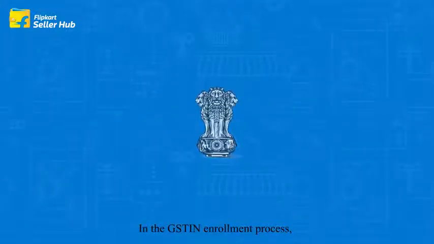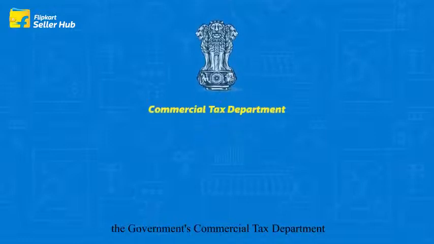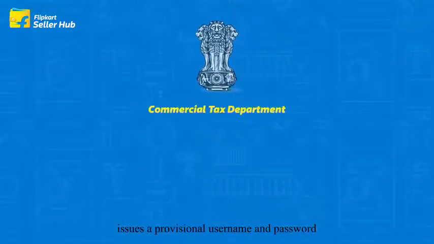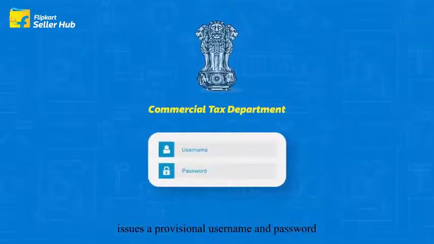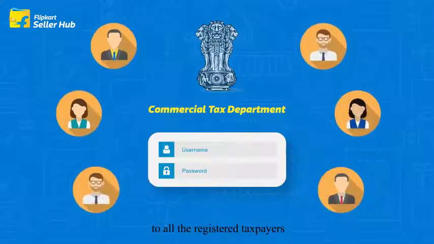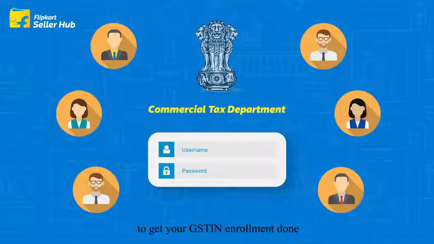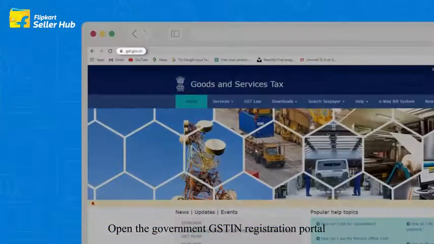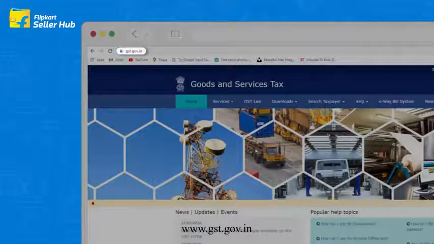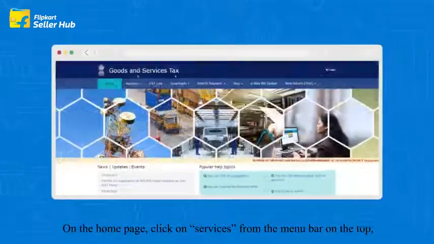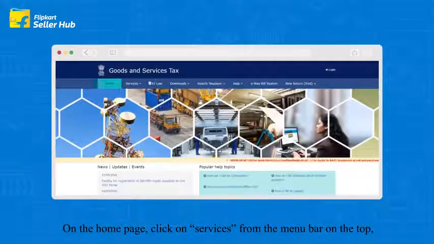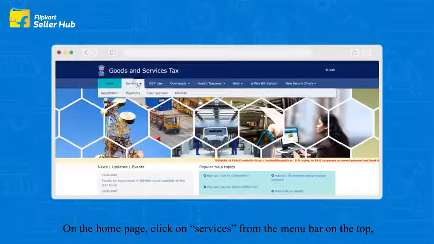In the GSTIN enrollment process, the government's Commercial Tax Department issues a provisional username and password to all the registered taxpayers. You can follow a few simple steps to get your GSTIN enrollment done. Open the government GSTIN registration portal www.gst.gov.in. On the home page, click on Services from the menu bar on the top.